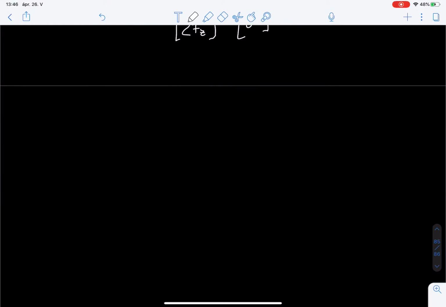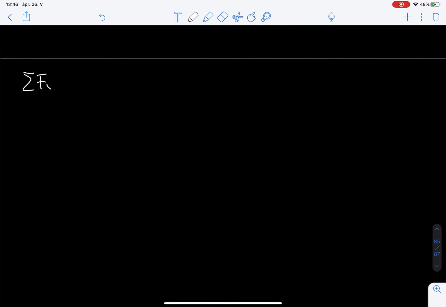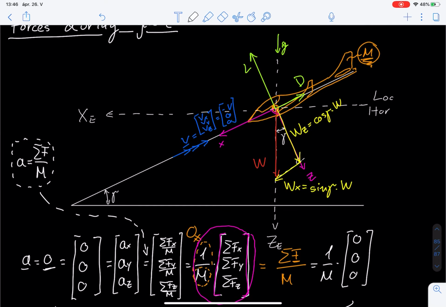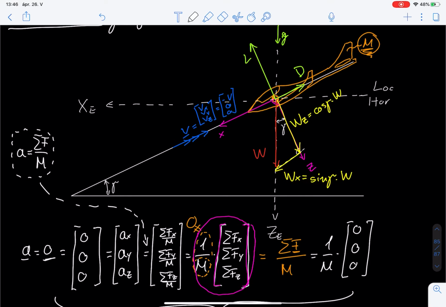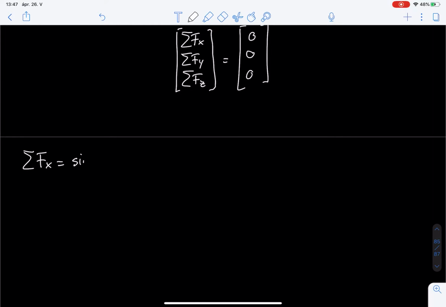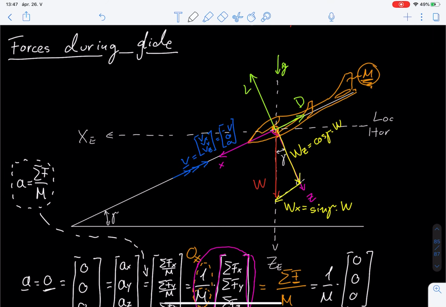Right, so let's start gathering the sum of the forces in the x direction. So the sum of the forces in the longitudinal x direction are going to be, in the positive direction, the sine gamma times the weight. And in the negative direction, we have the drag, right? And we know from this equation, which we previously expressed, that this whole expression has to equal 0. So therefore, we can say that the sine of gamma times the weight is equal to the drag.